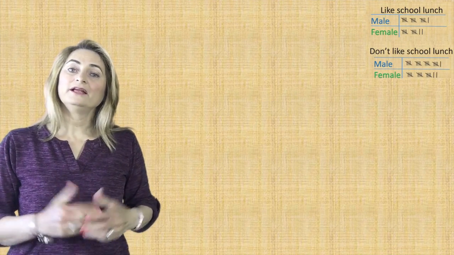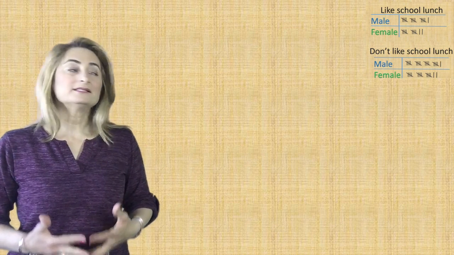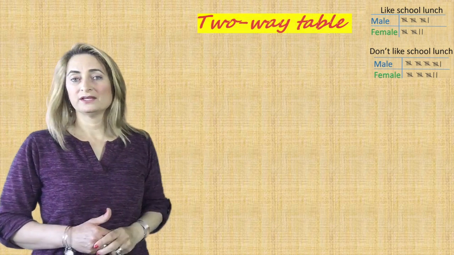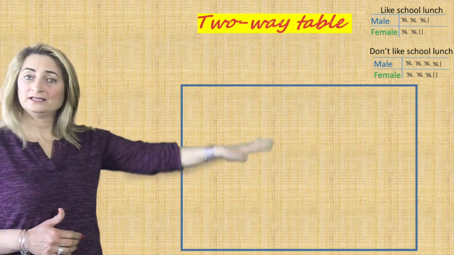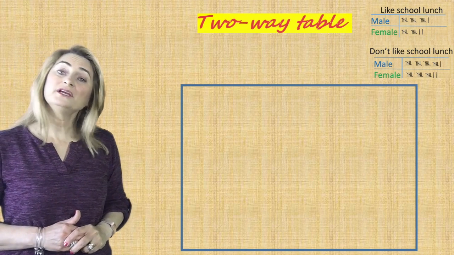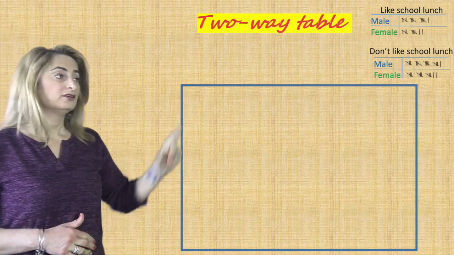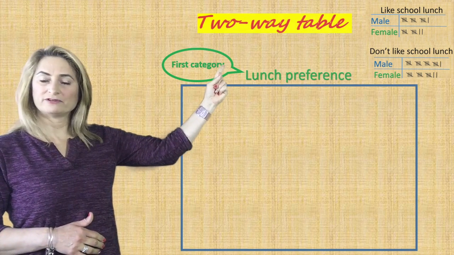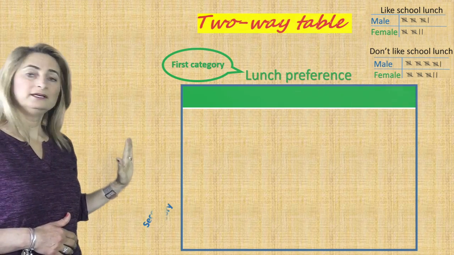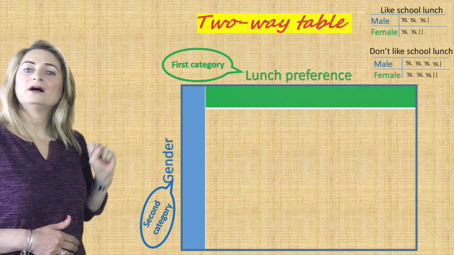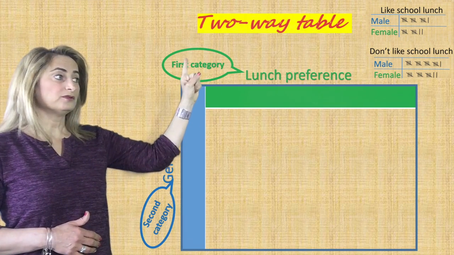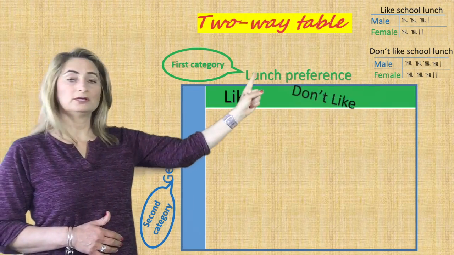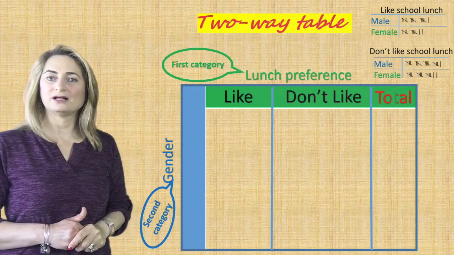So now here's the tally marks from the survey, and I am going to organize this data in something called a two-way table. To construct a two-way table, watch this. Make a rectangle first. Then think about your categories. Your first category is lunch preference, and the second category is the gender. Now think about the subcategory. Lunch preference, whether they like the lunch or don't like the lunch. And I need a total column.